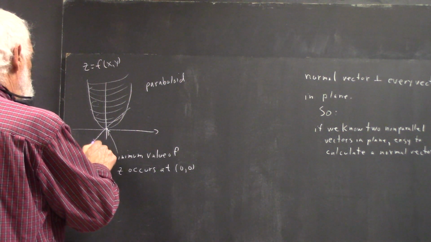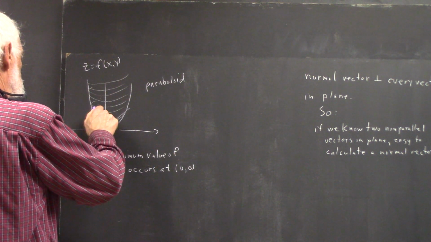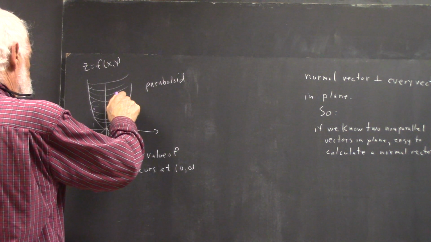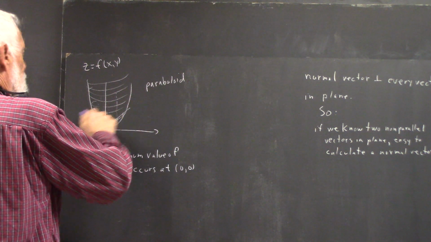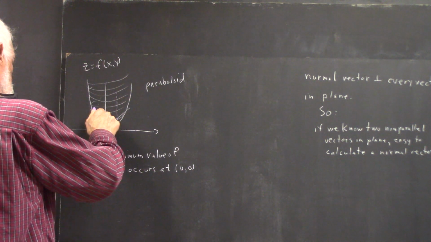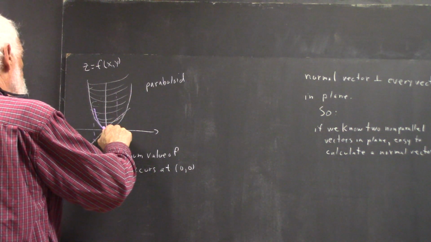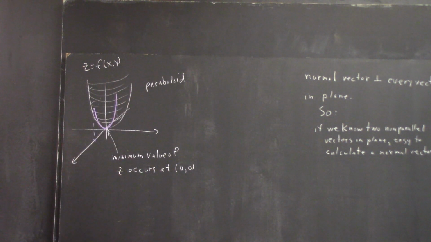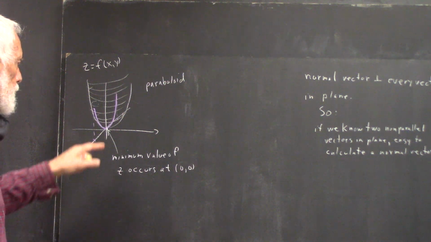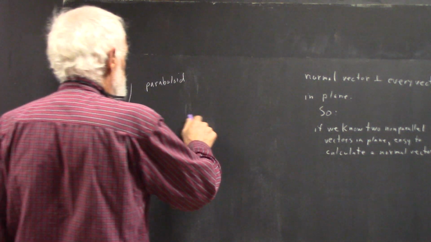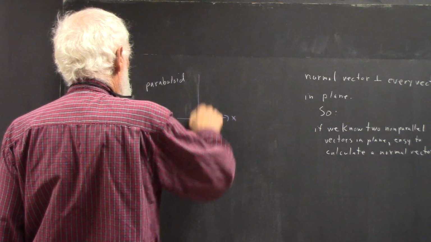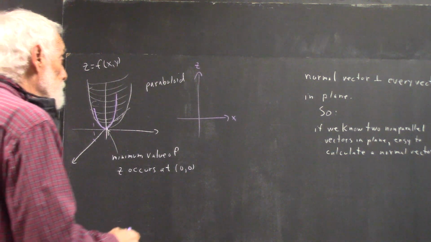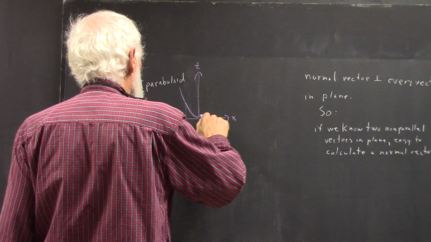sketch this paraboloid in the intersection of this paraboloid with the xy plane, of course I'm going to get a parabola. It looks something like this. That parabola, and I said xy plane, it's the xz plane, right? The coordinate plane. The parabola looks like this.